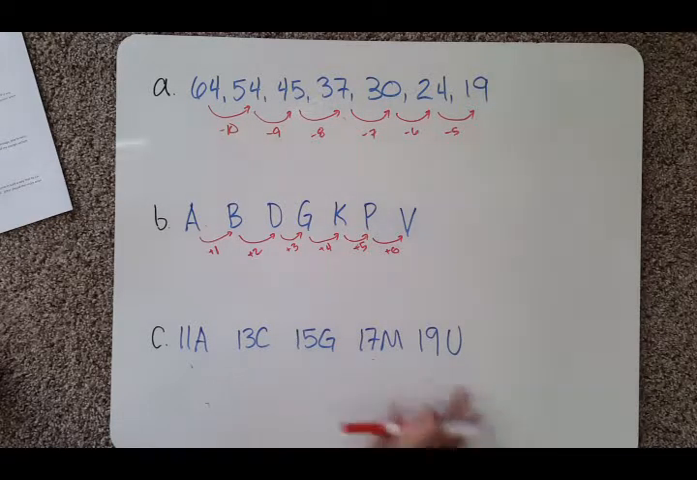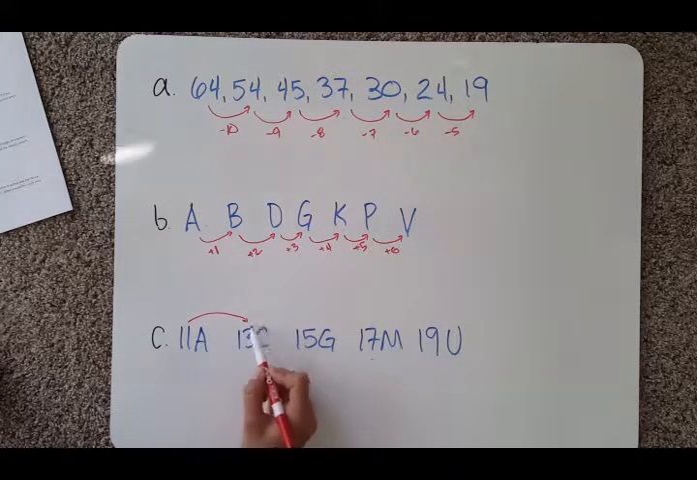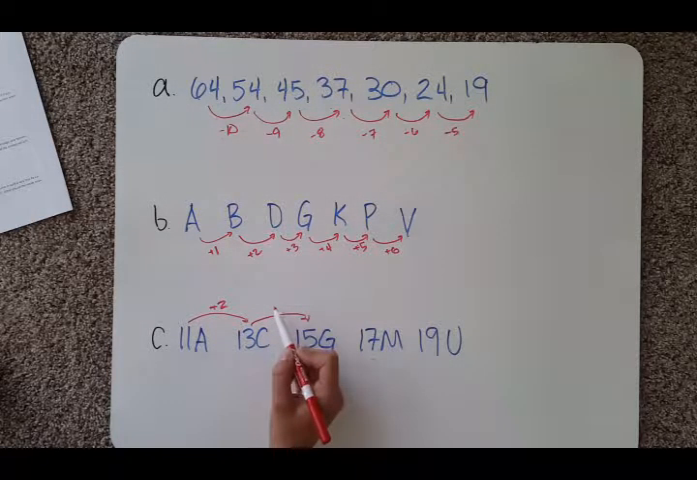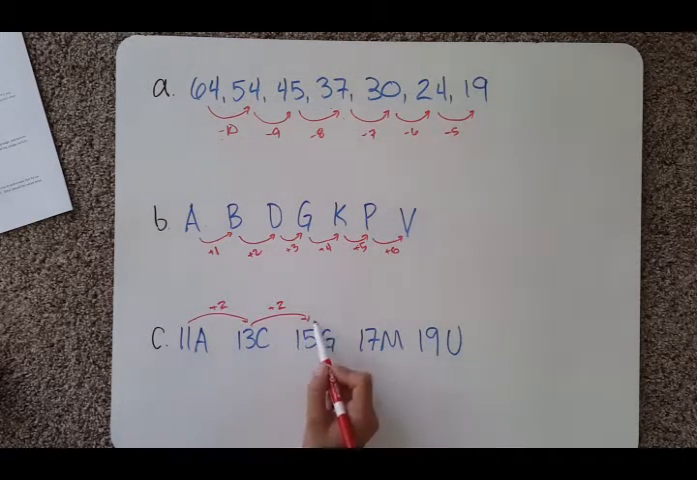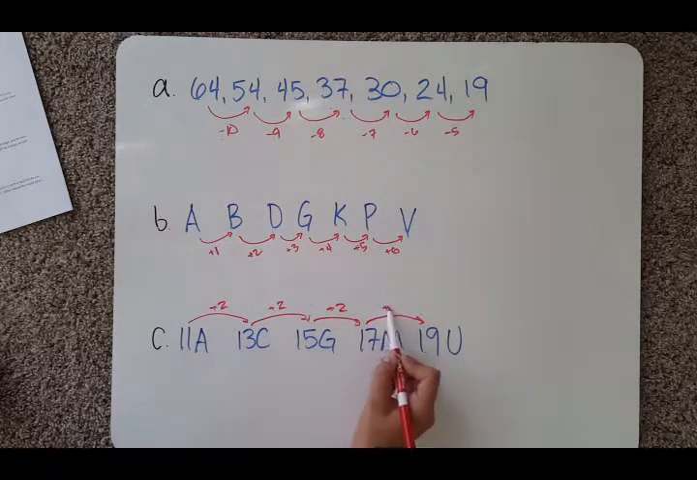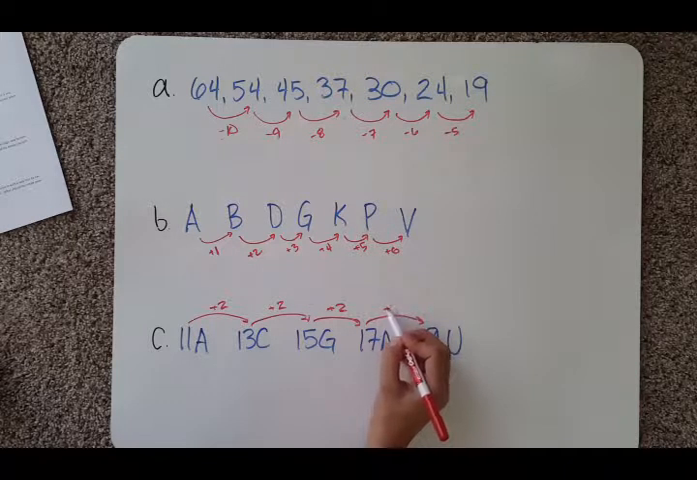And then for the third one, whenever I see numbers and letters together, I usually break them down into the 2. So I started with the numbers. And this first one increased by 2, as well as the second one, and the third, and the fourth. So that's a pretty consistent pattern with the numbers.